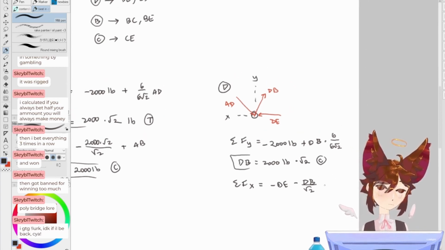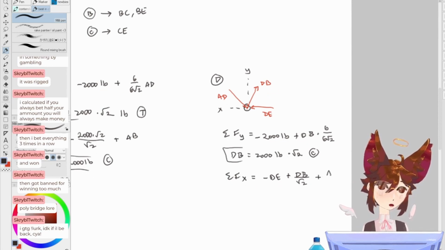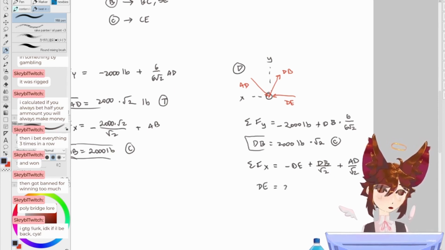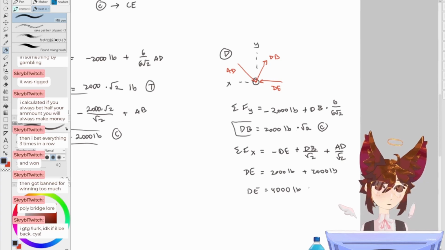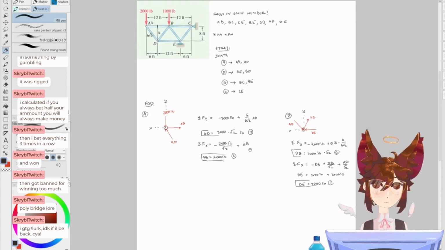And then we also say plus, that's a plus, plus AD over root 2. So DE equals, this is 2000 plus 2000, 4000. If it's pushing, it's going to get pulled, so that's tension. Okay, we're making our way.